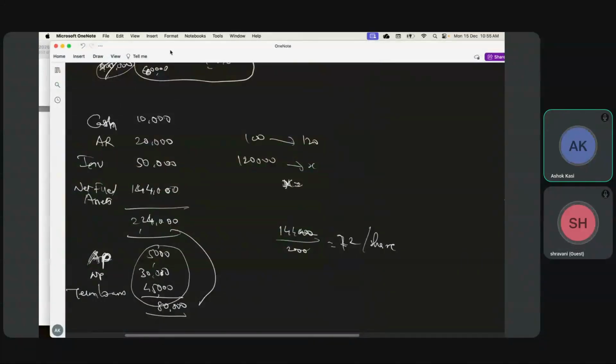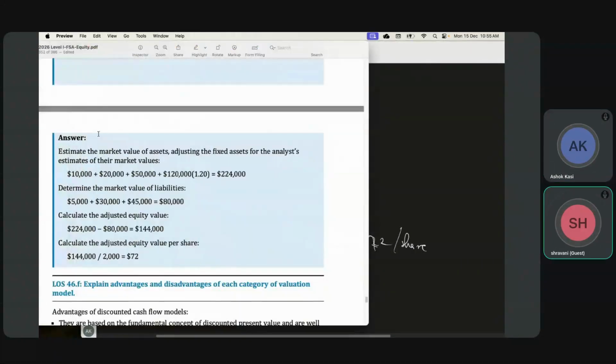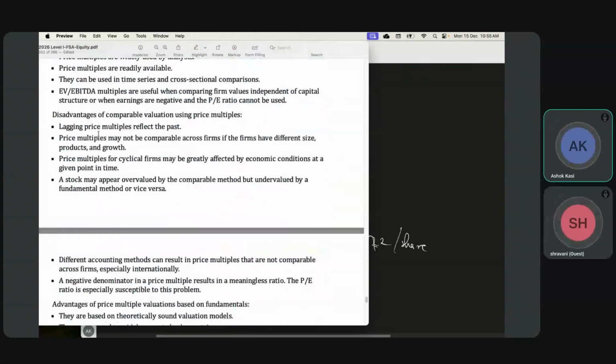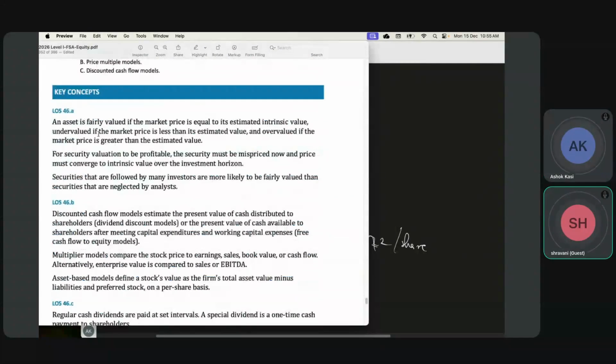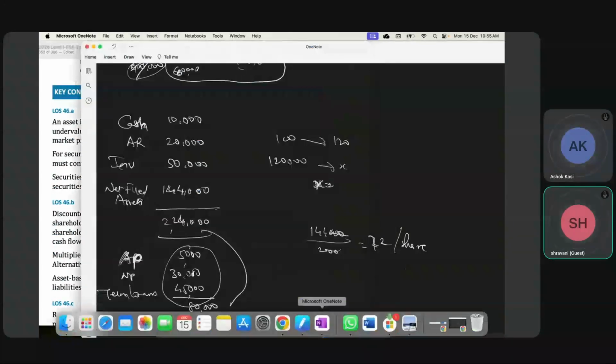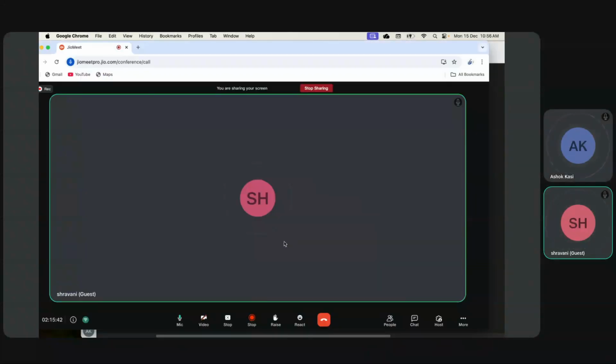Fine, understood this one? Yes. Okay, I think that's it here. Okay, we'll stop now here. Okay, sir.